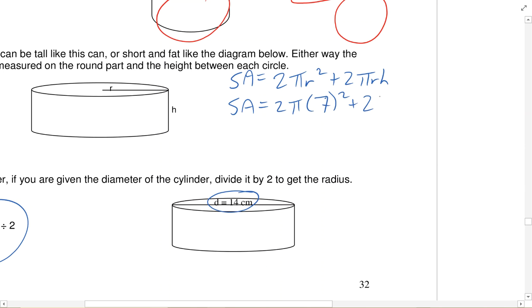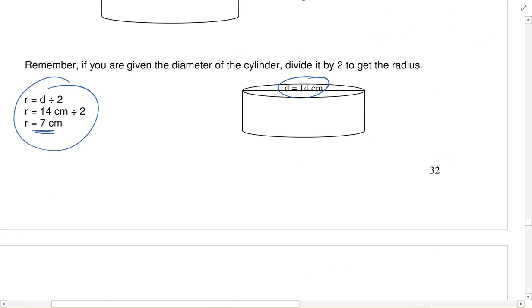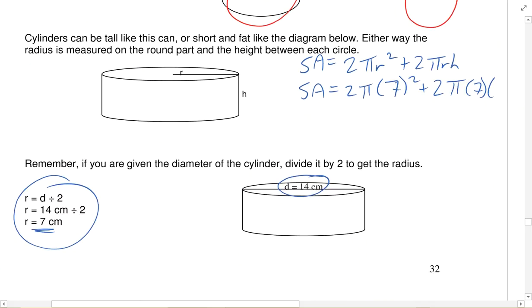Plus 2 times pi times 7 times the height, which is not given to us. Nope. Times h. So again, you're going to get two answers, and then you add it together. Okay? So you got to find two answers, then you add it together. We can't do it right now because we don't know what the height is.